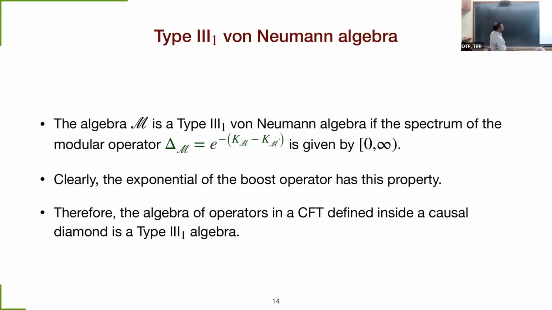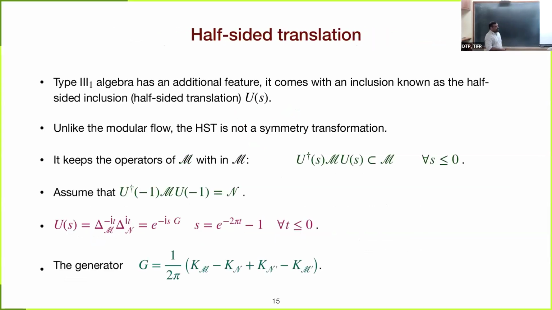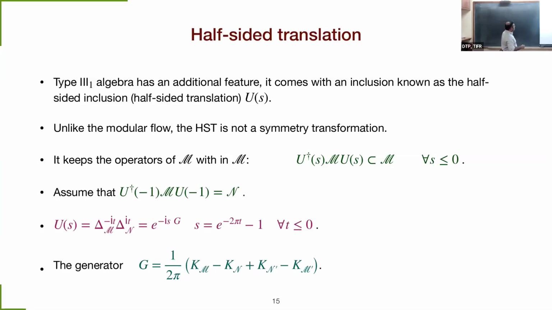Okay, so therefore the algebra of operators in a CFT defined inside a causal diamond is a type 3 1 algebra. That's actually a good thing, in the sense that it gives you one more structure. The type 3 1 algebra has an additional feature. It comes with an inclusion known as the half-sided inclusion. It's an operation on top of modular flow. It is really not a symmetry transformation of the operator. What it does is the following.